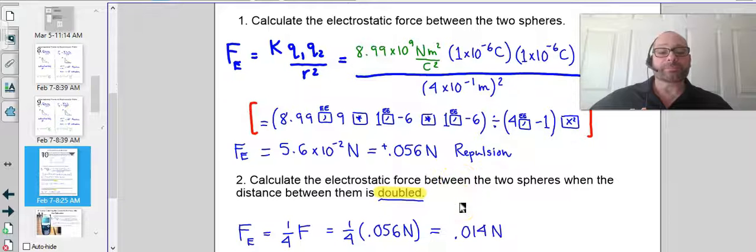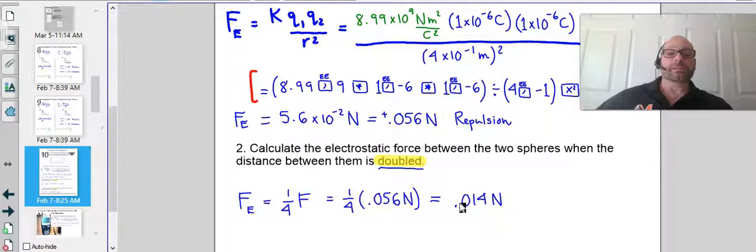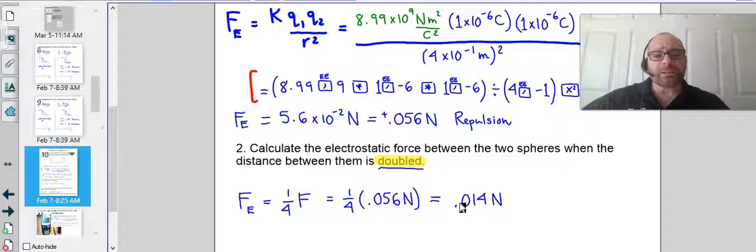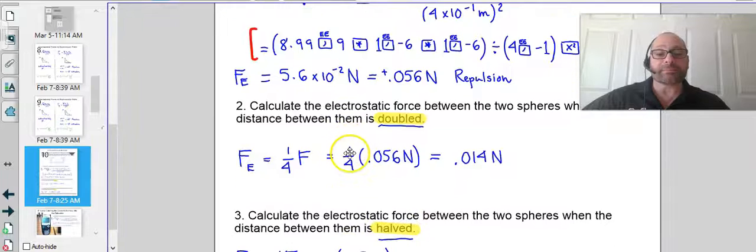The next question that could be asked is to calculate the electrostatic force between the two spheres when the distance between them is doubled. Alright, so a common trick of the regions is to double distances, halve distances, triple them, take a third, and to see if you recognize the 1 over r squared relationship. So 1 over r squared, if you double a distance down here, 2 squared is a fourth. There's 1 over 4.